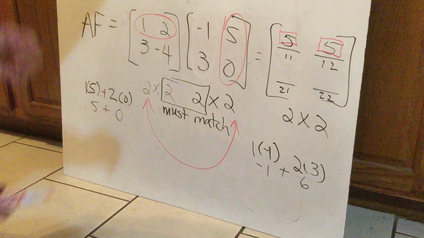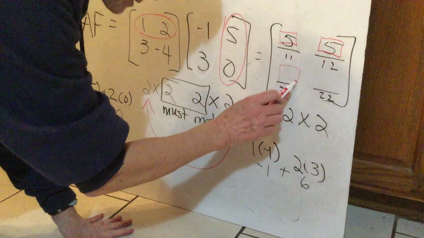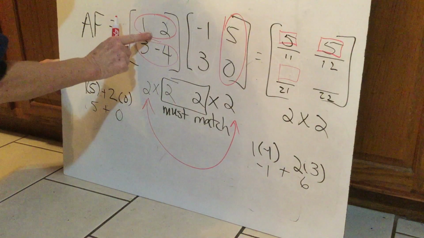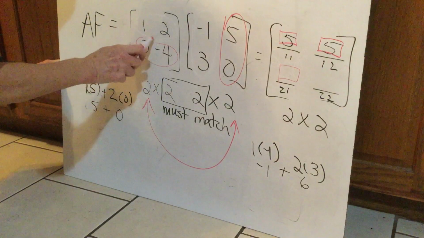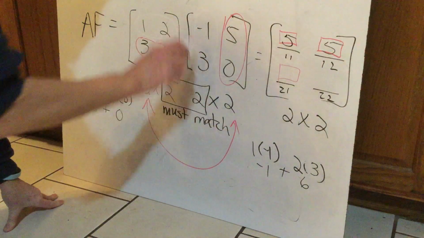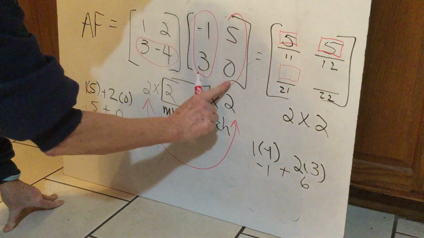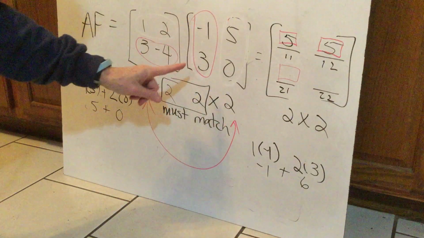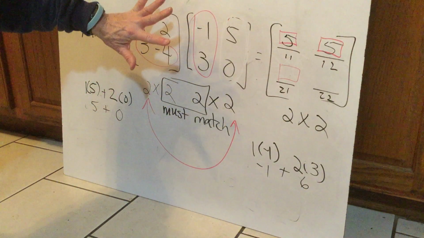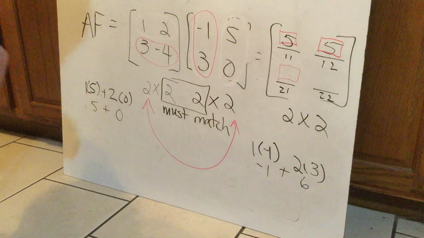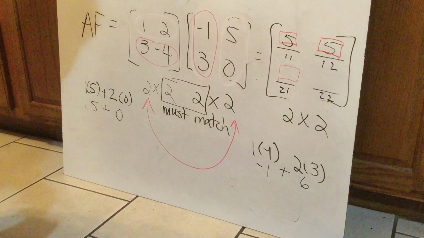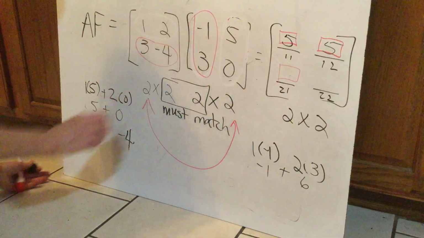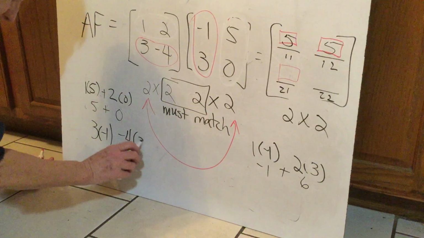Now what are we ready for? Now we're ready for this spot right here. Now where is that spot? Well, it is in the second row and first column. So it is the second row and the first column. Notice I'm always using the rows of the first matrix and the columns of the second matrix. So row 2, column 1. So I'll write down my 3 and -4, and then I'll write down my -1 and 3.